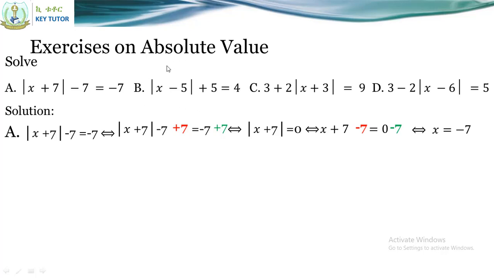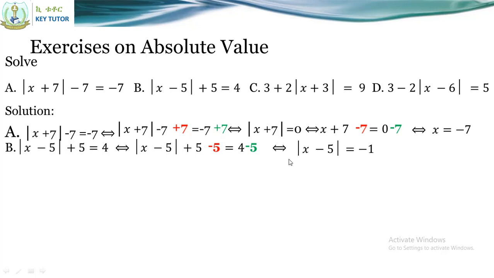Here, this equation is an absolute value equation. To solve that, we go as in the previous. We add negative 5 to both sides, or we subtract 5 from both sides. So you subtract 5 from here, and there you subtract 5. 5 minus 5 is 0, 4 minus 5 is negative 1. Therefore, this is true if and only if the absolute value of x minus 5 is negative 1.